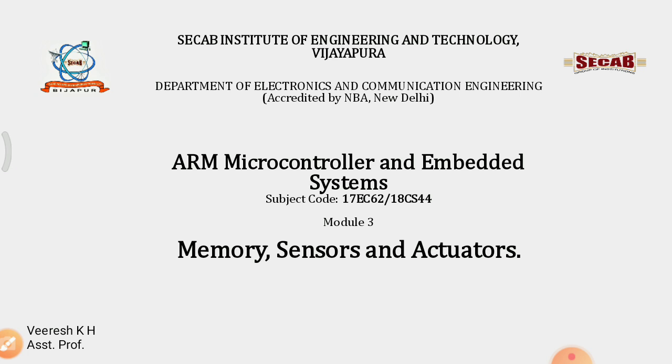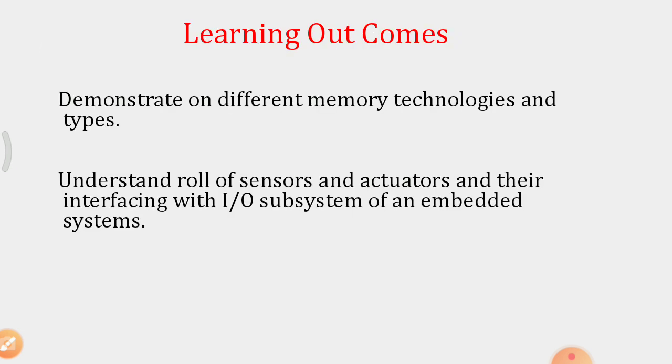In this video lecture, we are going to explain about a memory and its types, sensors and actuators. The learning outcome of this session will be the students will be able to demonstrate on different memory technologies and types. They are able to understand role of sensors and actuators and their interfacing with input-output subsystem of an embedded system.